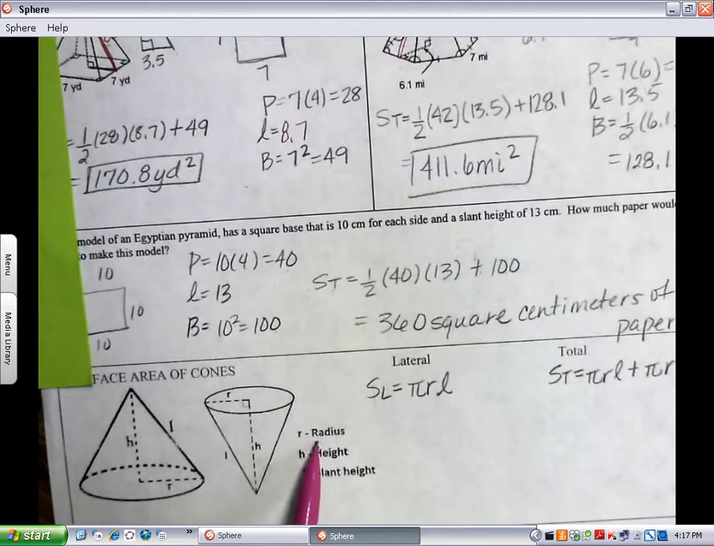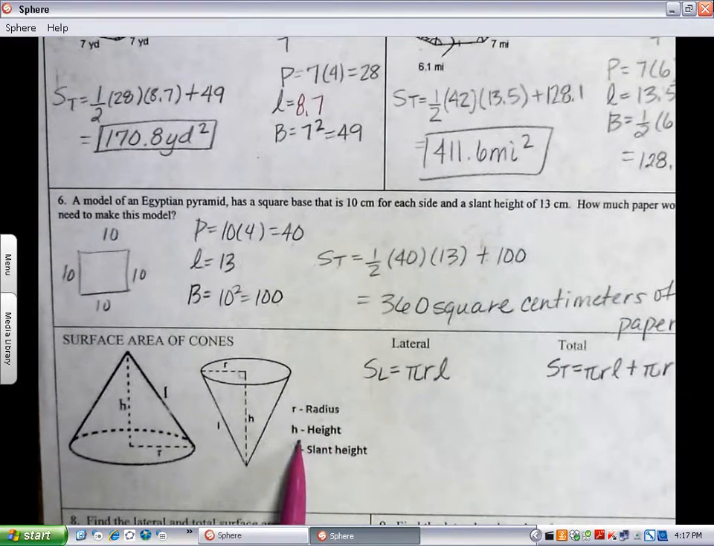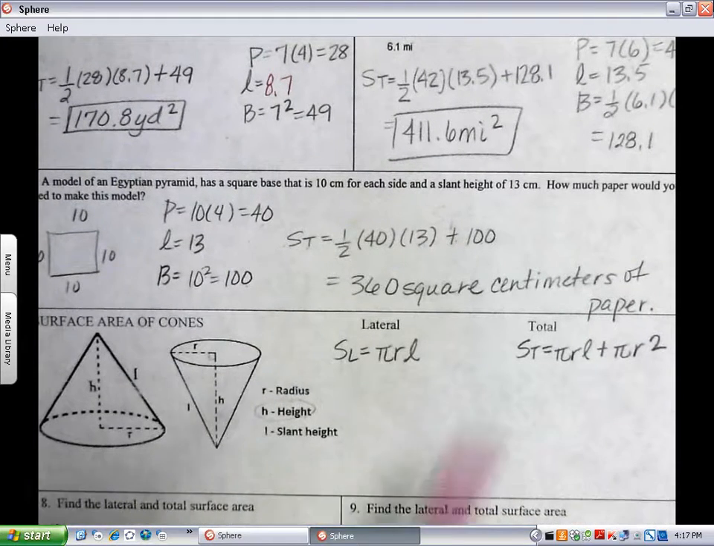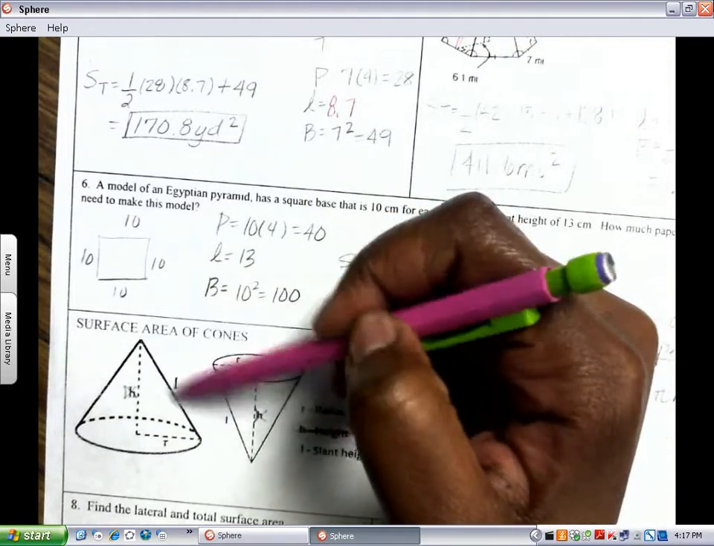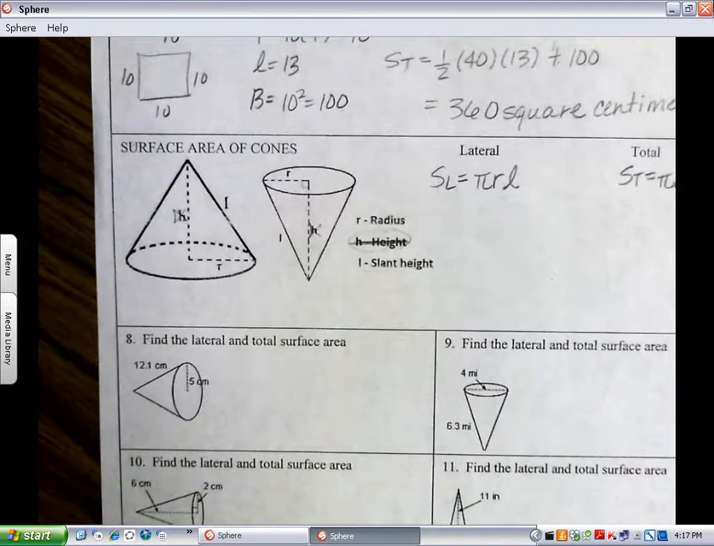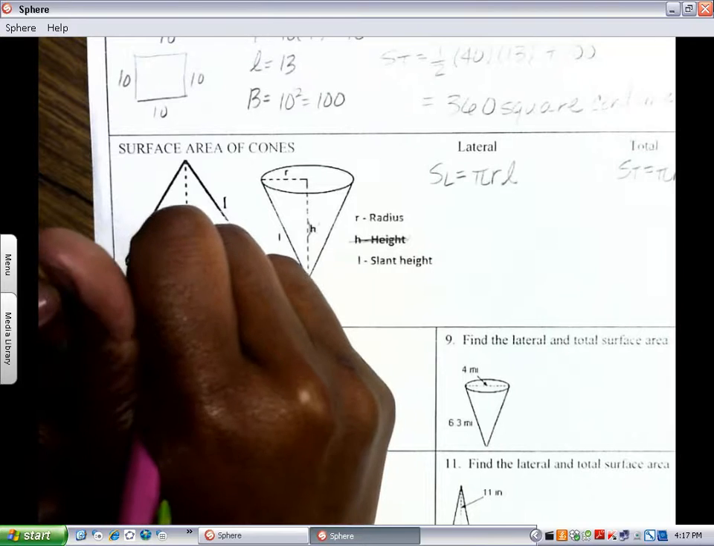So your radius is r, the height would be h, but we won't use height when we're finding the surface area. We'll use it with volume. And then the L is your slant height. So really, I just want y'all to ignore that, because you will not ever use the height unless you're using it in Pythagorean theorem to find the slant height. So let's do an example. Number 8, and we're going to leave our answers in terms of pi just to get more practice with that.